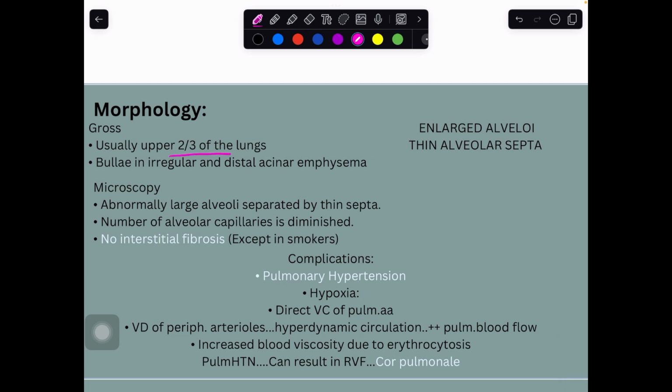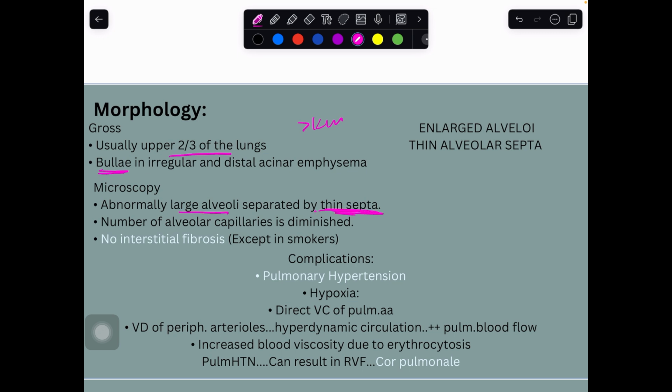Obviously, the upper 2/3 of the lungs are extremely dilated. We will see bullae. Bullae are basically dilated air spaces that are more than 1 centimeter. That's just the description, and they are very enlarged lungs. That's the morphology and growth. You can see it with the eyes. Microscopically, you will see large alveoli, and they're separated by thin septa.